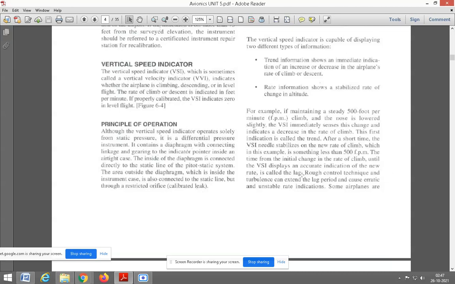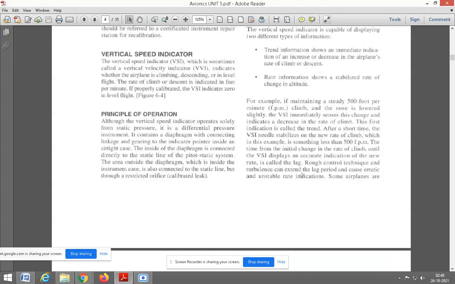Okay, so rough control technique and turbulence can extend the lag period and cause erratic and unstable rate indication. So what do rough control technique and turbulence do? They extend this lag period, because the indicator keeps showing an unstable rate indication until the stable condition returns.